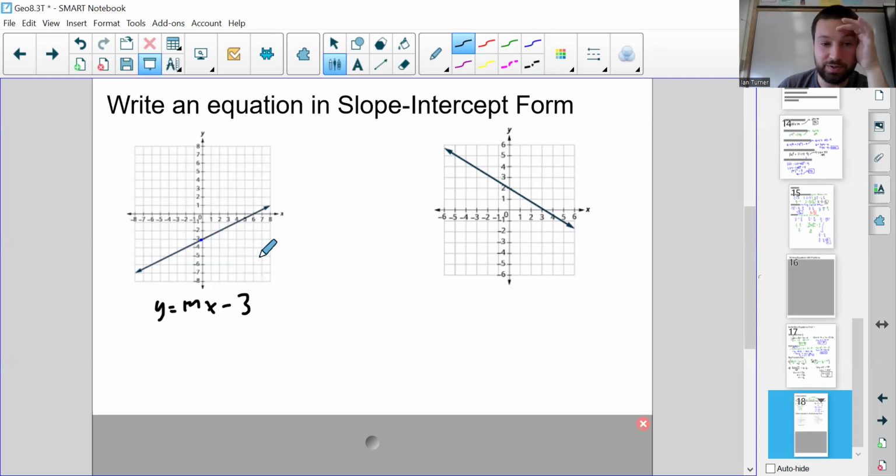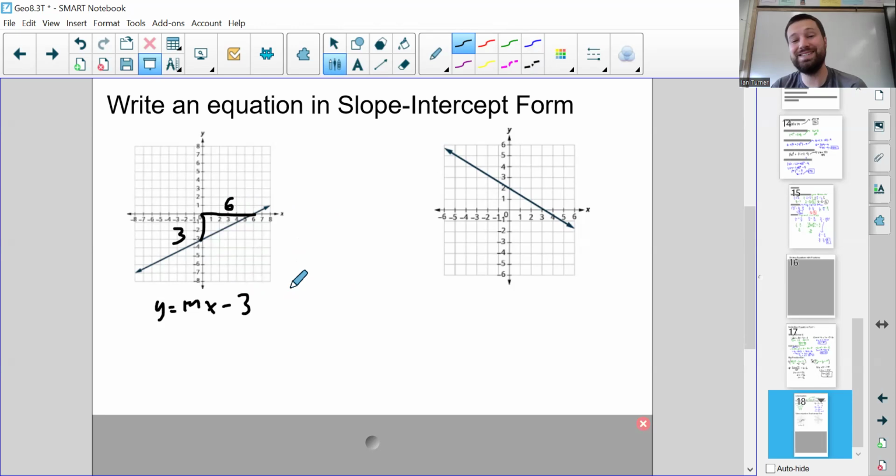And then for the slope, you could just count up and over. A lot of you know how to do that because that's what your teachers in middle school taught you. So you could just count up and over. We go up 3 and over 6. So maybe that's the easiest way to do it.